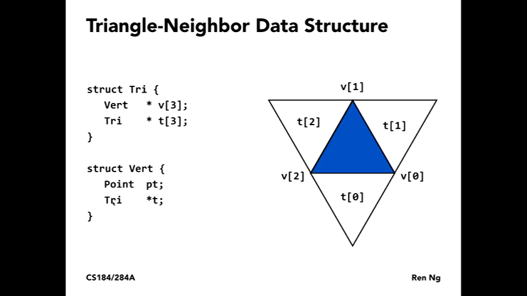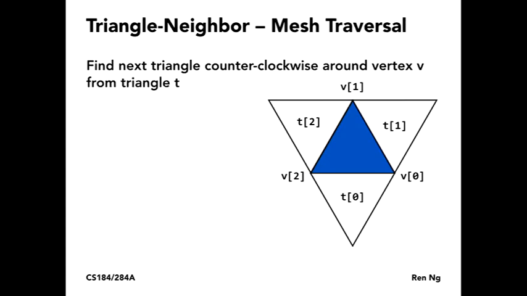Okay? It's a bit curious. If you look at this, you're like, well, why doesn't it point to all the triangles? This is the definition of it. So let's see what happens. Let's say you have this triangle here, and we want to do a mesh traversal where I want to find the next triangle counterclockwise around vertex V from triangle T. So I give you a vertex, and I give you a triangle, and I want to know the next triangle when I wrap around that vertex from triangle T.